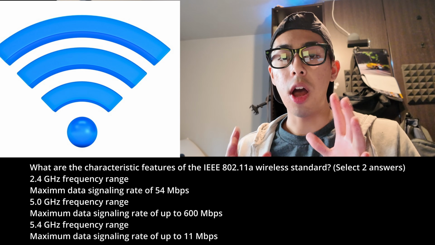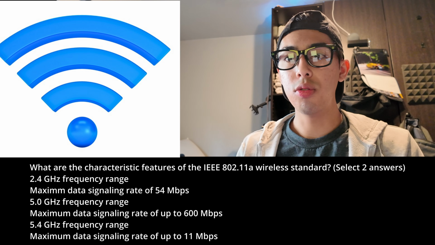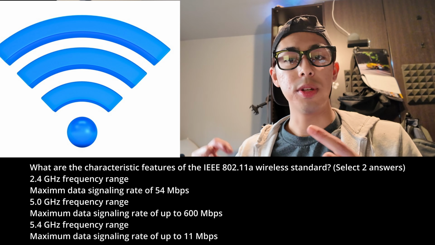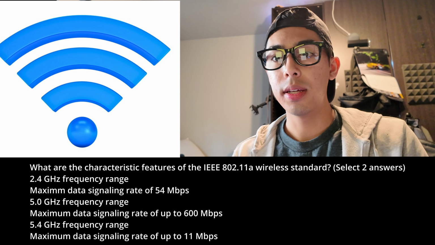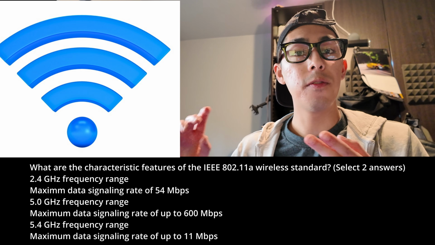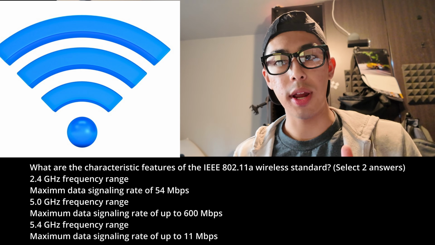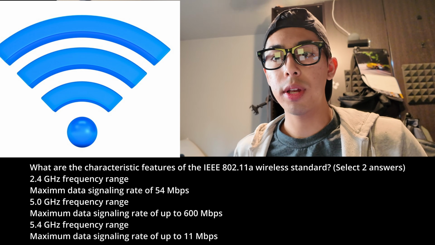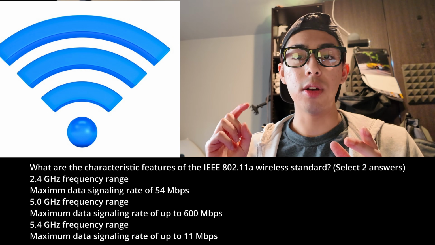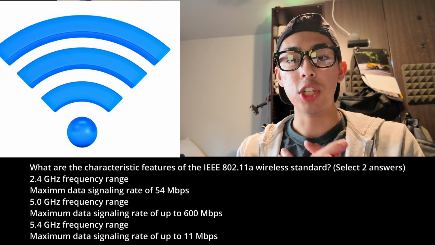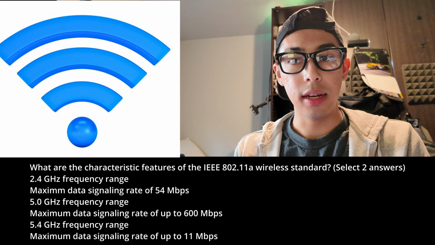The characteristics of the IEEE 802.11a wireless standard are going to be 5 gigahertz frequency band, maximum data signal rate of 54 megabits per second. Those are our answers. 2.4 gigahertz frequency band is reserved for 802.11b, 802.11g, and 802.11n.